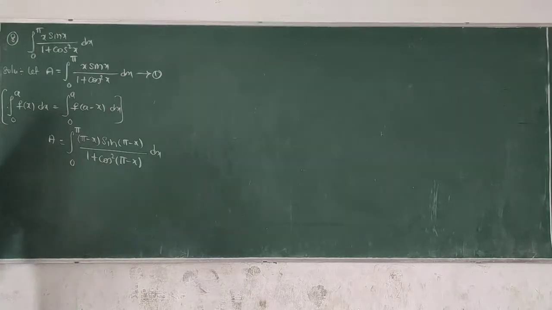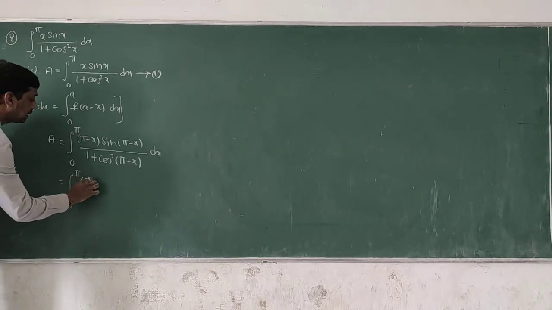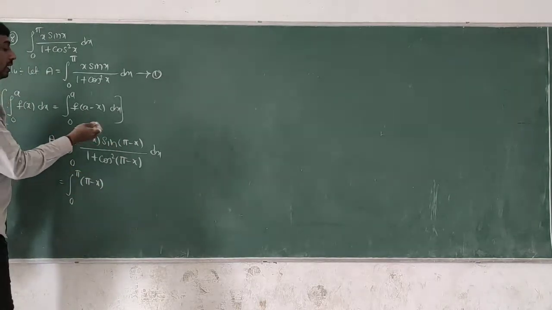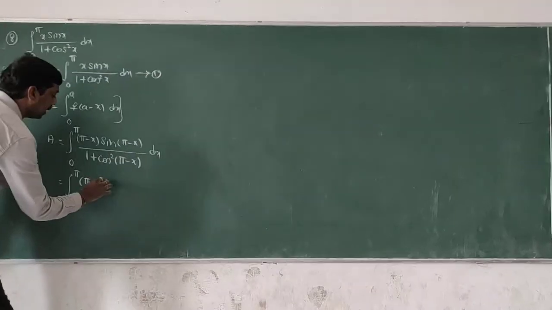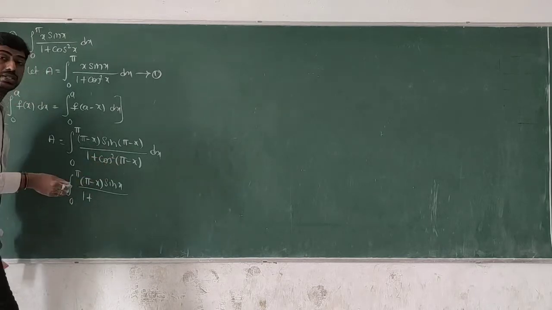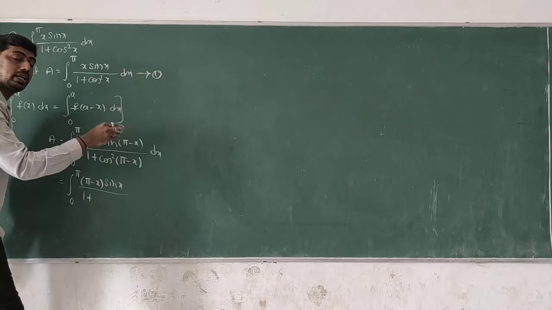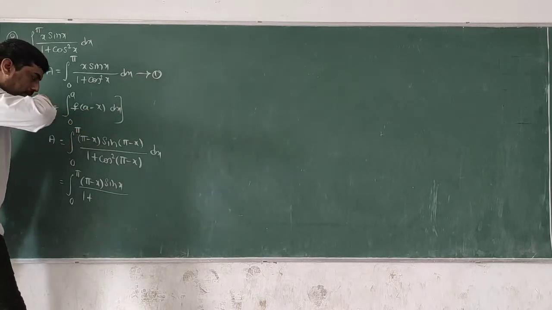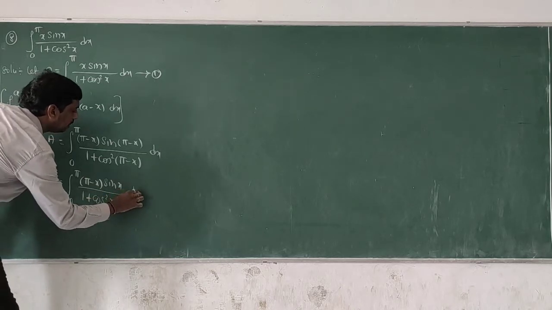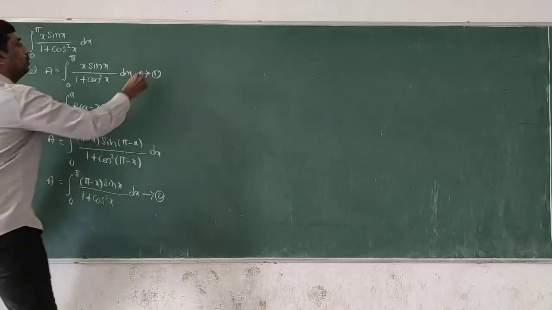Now integration 0 to pi, pi minus x into sine of 180 minus theta. This was clearly explained in this class. Sine of pi minus theta, that is 180 minus theta, is sine theta only. So sine x by 1 plus cos of 180 minus theta, which is minus cos theta, but here we have the whole square. That's why minus cos theta whole square is plus cos square theta. Here cos square x dx. Take this as the second equation, which is also the value of A.